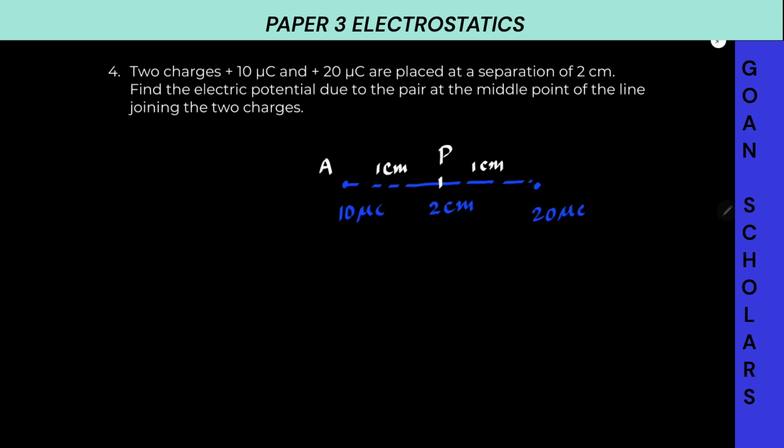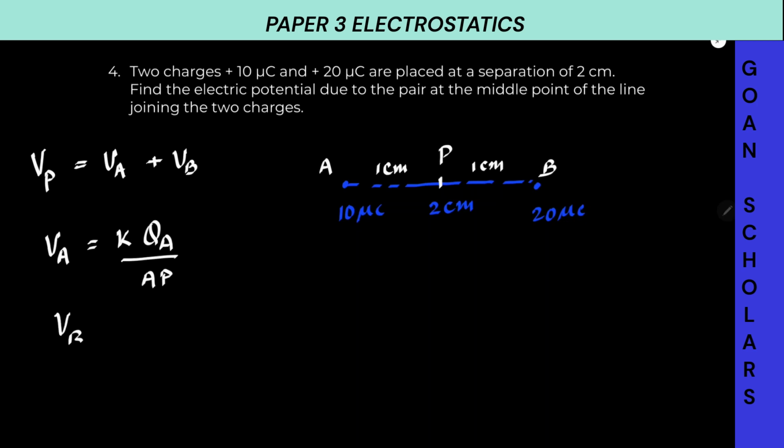So let's call this charge A, this charge B. Potential at point P due to the charge A will be VA and due to B is VB. So VA plus VB we will get. Correct? And VA is how much potential? VA will be equal to K into charge QA upon the separation AP. And potential due to B will be K into QB upon BP.